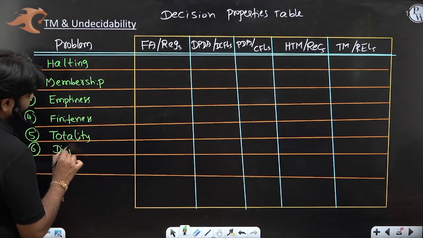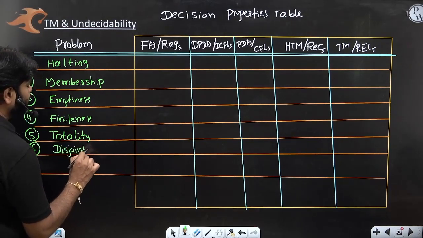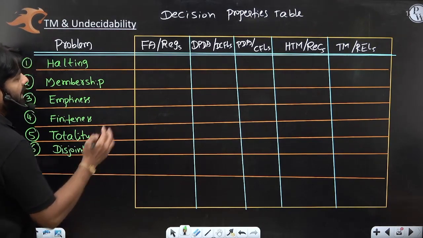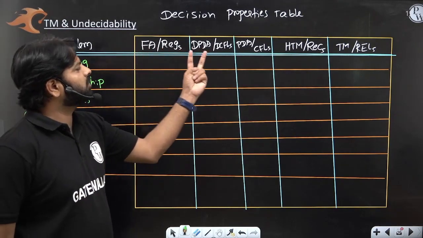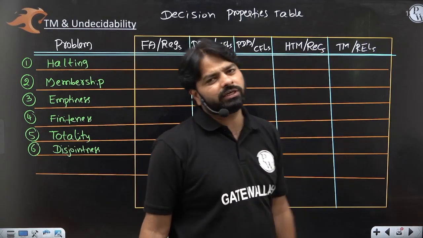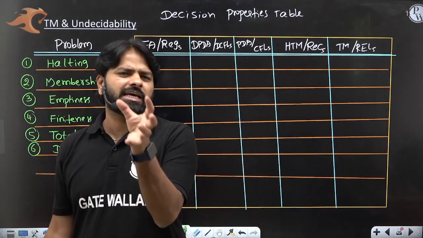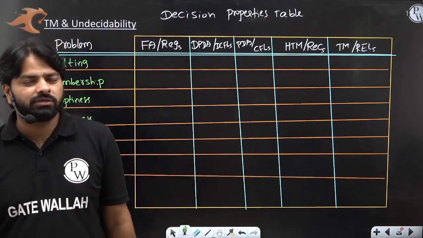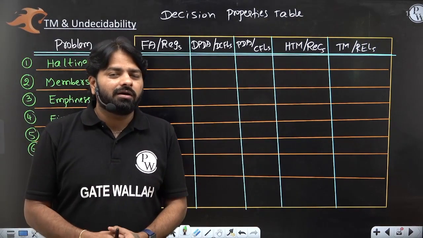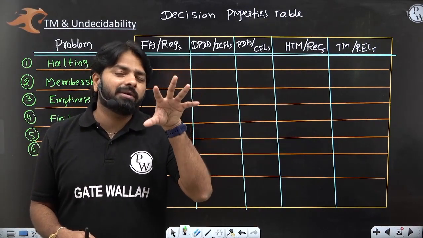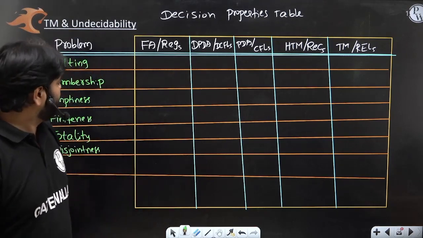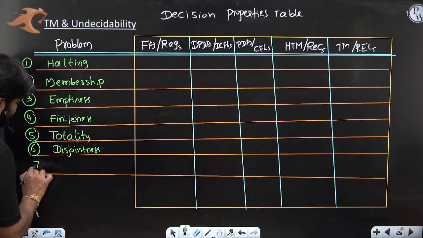Disjoint. The disjoint problem is, I'll give two machines, two finite automata or two DPDA, two PDA, two HTM or two TM. Can you decide whether the languages accepted by them are disjoint? It means there is no common string accepted by both the given machines. That's the disjointness.